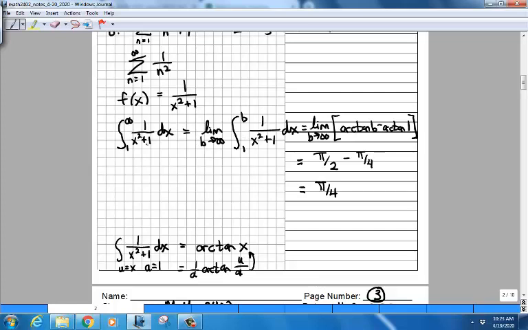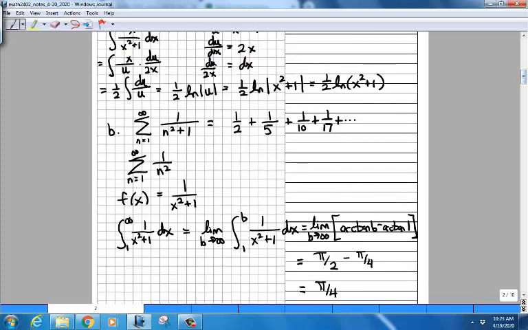So, this improper integral is pi over 4. It's not infinity. So that means that this improper integral converges, right? And so, that tells me that this original series also converges. So these numbers add up to a finite sum. They do not add up to infinity. They add up to a finite sum.